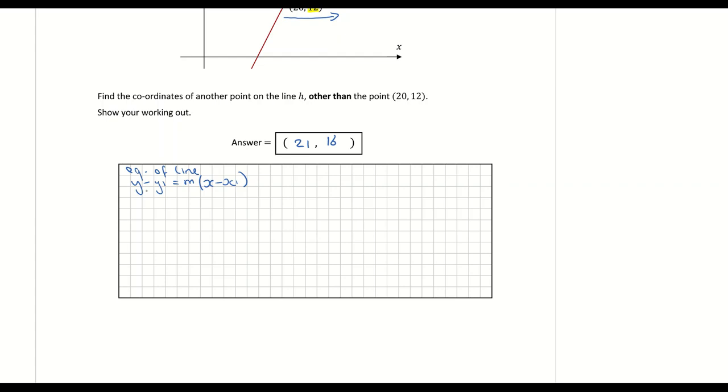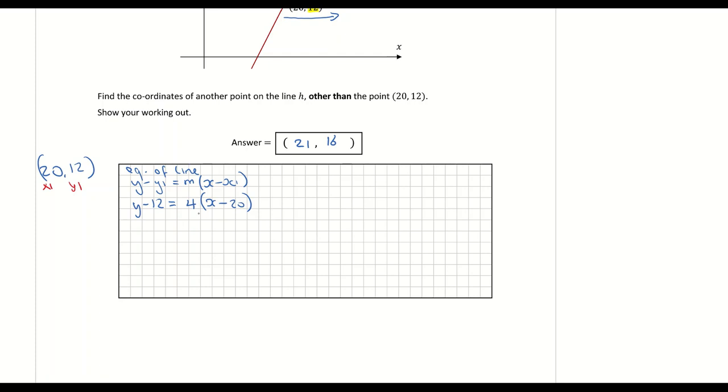So what do we know here? We know that the slope is 4, so I'm subbing in m as 4, and the point that I'm using here, again, I'm not using the 21, 16, I'm using the original point, the 20, 12. So imagine I didn't know the 21, 16. And on this point, I'd have x1, y1. So filling in, my y minus 12 is equal to m, which is 4, times x minus 20. So that's my equation of the line.